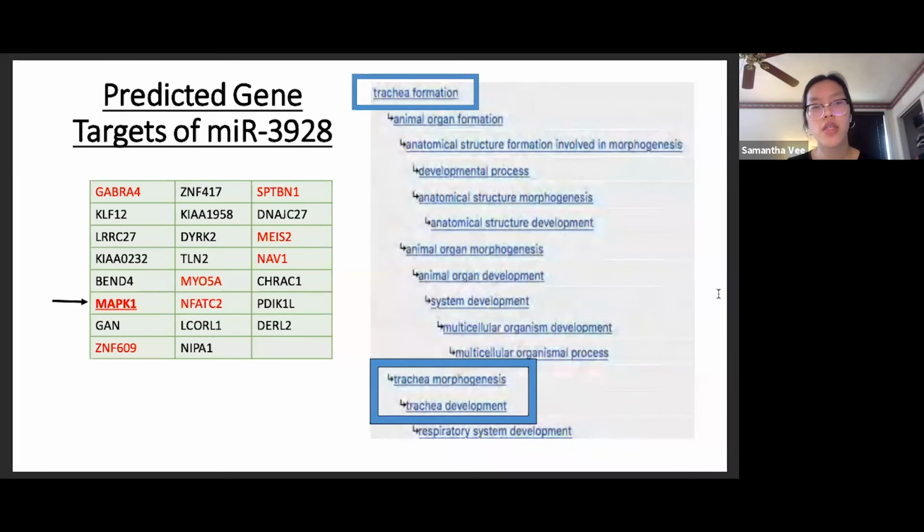Out of these 23 genes, the 8 highlighted genes were associated with the developmental process of anatomical structures. This represents a substantial enrichment of this particular function with a p-value of 0.04. One of these genes, MAPK1, is known to function in trachea formation, morphogenesis, and development, so we decided to focus on this gene a bit more. Next slide, please.